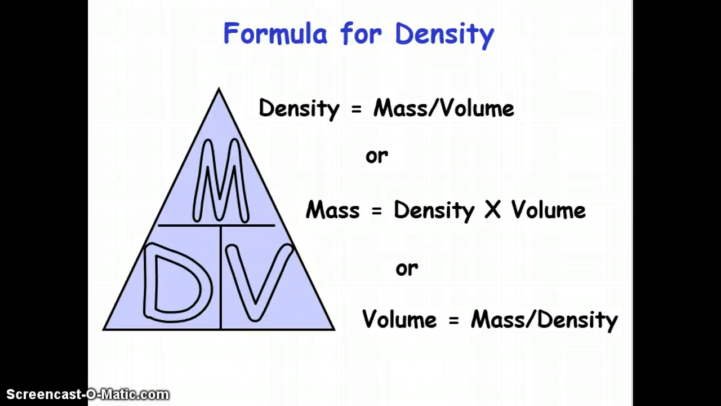In order to find the density of an object, you need to know the mass and the volume. The formula or the equation for density is density equals mass divided by volume. You can also switch the equation around to find the mass or the volume. Mass equals density times volume, or volume equals mass divided by density. You will be learning more about the density triangle pictured here in a future video.